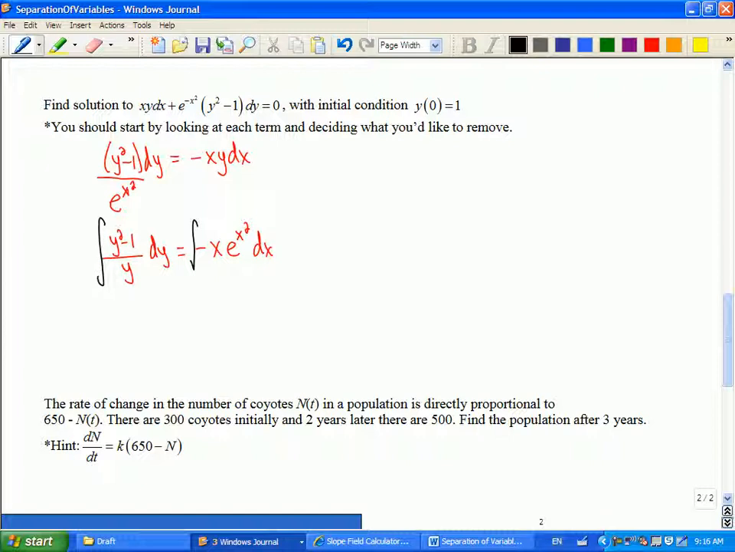What are we going to do with the y's? Separate. What do you mean by separate? y squared over y minus 1 over y. Yeah. So those I can pull apart. And this I can make a substitution.